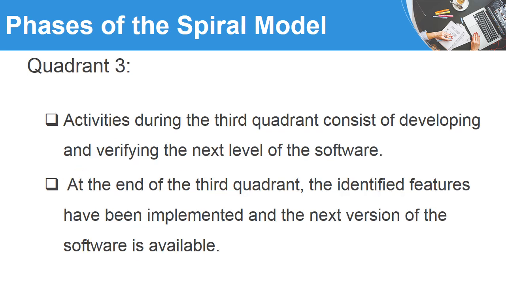Activities during the third quadrant consist of developing and verifying the next level of the software. At the end of the third quadrant, the identified features have been implemented and the next version of the software is available.